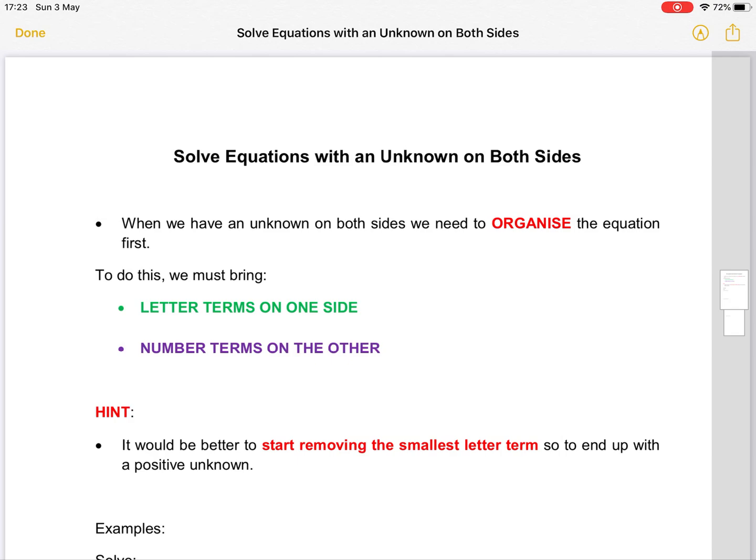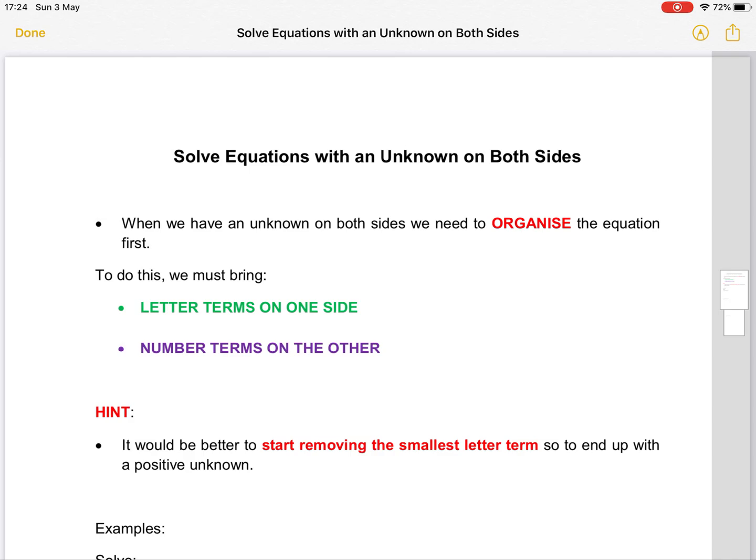Now, I'm going to give you a hint. It would be better to start removing the smallest letter term first. For example, if you have A and 3A, the smallest one would be A. And so to end up, it's important to do this. It's easier to do this so that we end up with a positive unknown, not a negative unknown, because when we are asked to solve, we are not asked to find the value of a negative A, but the value of A, okay? So it's important to end up with a positive unknown, and to end up with a positive unknown, it's better to start removing the smallest letter term first.